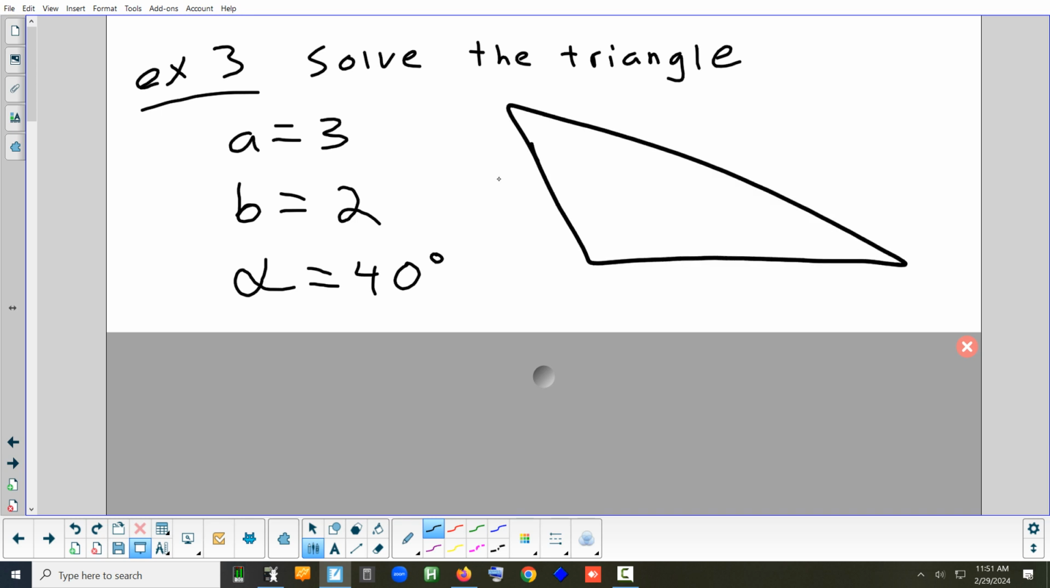Okay, so let's do A, B, and there's alpha. A has to go across from alpha. What kind of triangle is that using the 3 letters? Like the A's and the S's, yeah? That's a side, and an angle that's not between the 2 sides. Okay, side, angle.